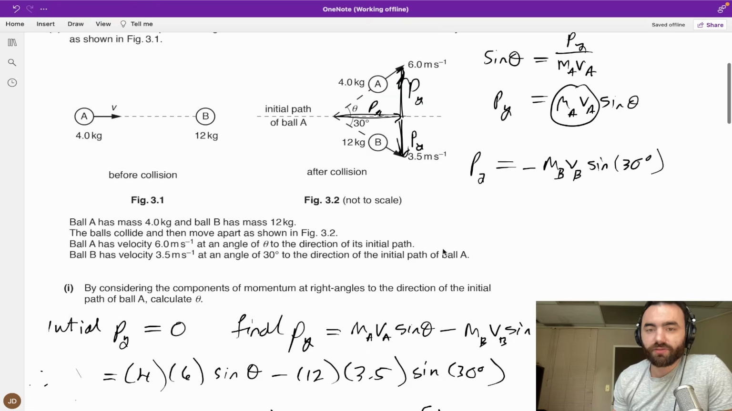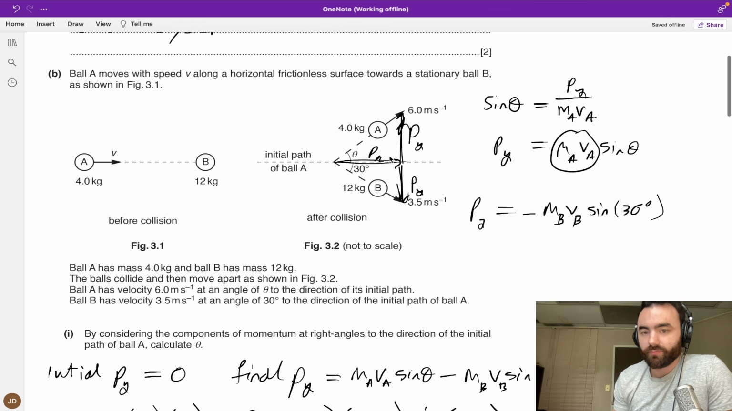Remember, these are just found by doing the same thing as here. So in this case, it would be cos theta equals px, the adjacent, px divided by the mass of A.